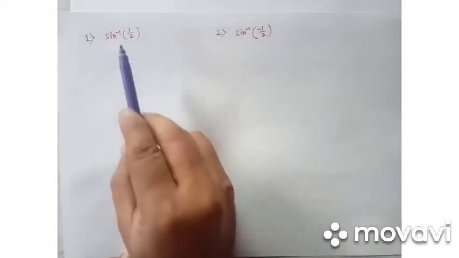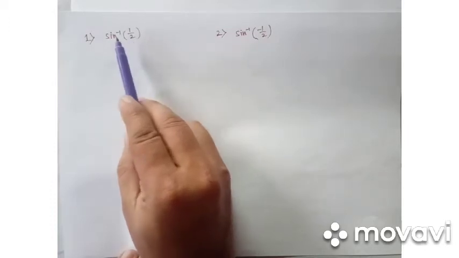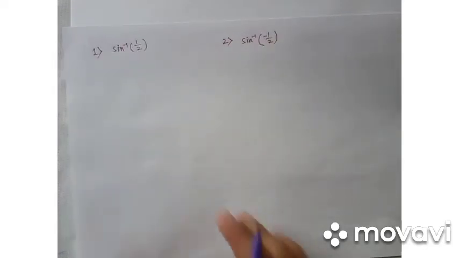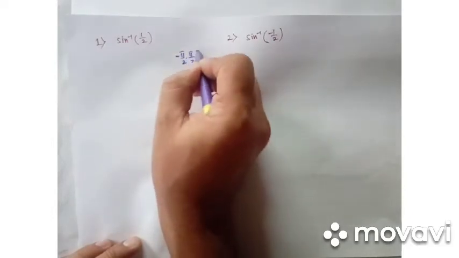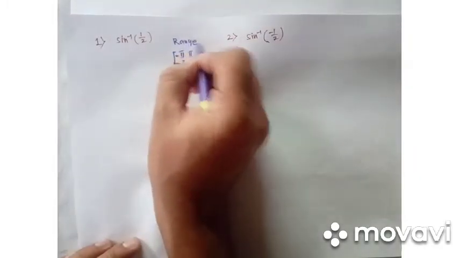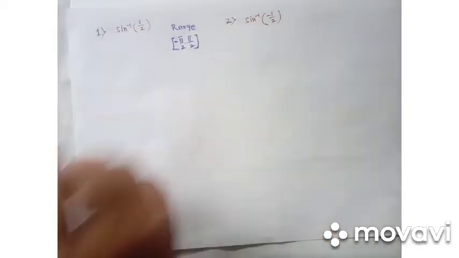Seeing the first question, sine inverse of 1 by 2. It is given sine inverse of 1 by 2 only. Then where will this sine inverse value lie? It will lie in the range. What is the sine inverse range? As we already know, the range is from minus pi by 2 to plus pi by 2, closed interval. So it is the range of the sine inverse. Now see, where will this 1 by 2 be satisfied? 1 by 2 will be satisfied for sine 30.